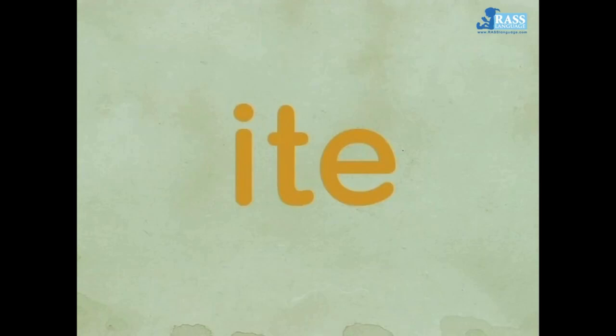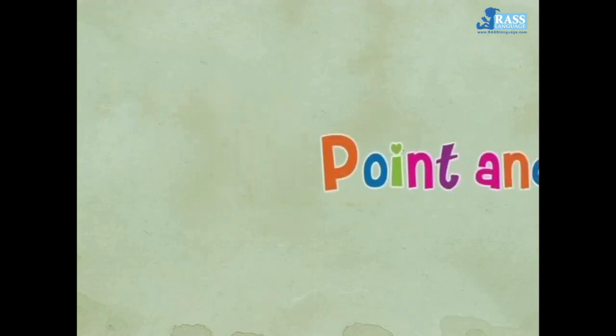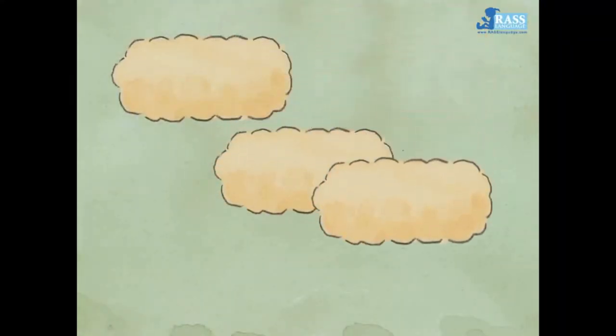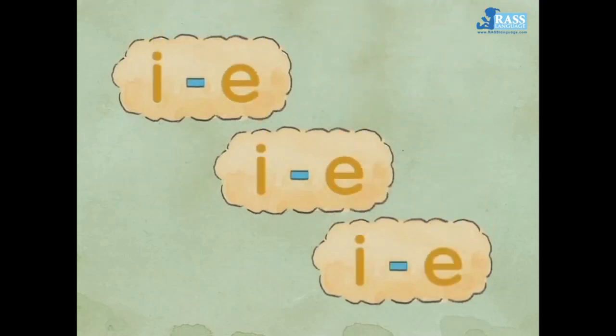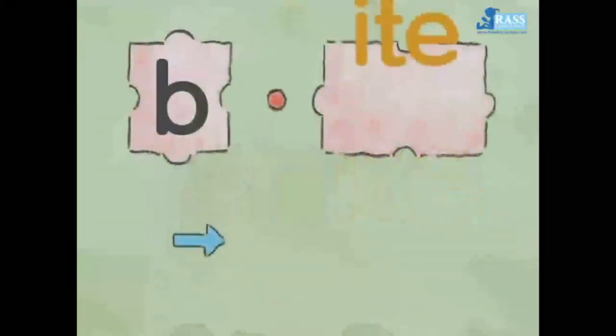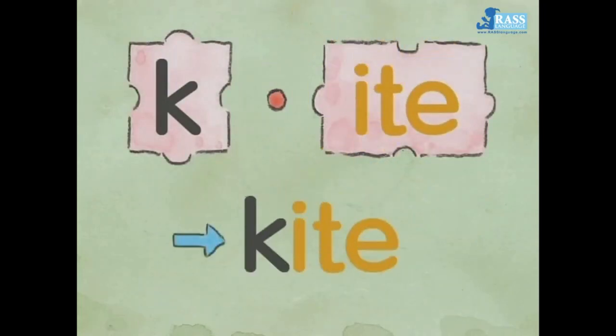The word family of ite. Point and say. I-I-I. Ite, ite. Ite, ite, ite. W, ite, white. B, ite, bite. K, ite, kite.